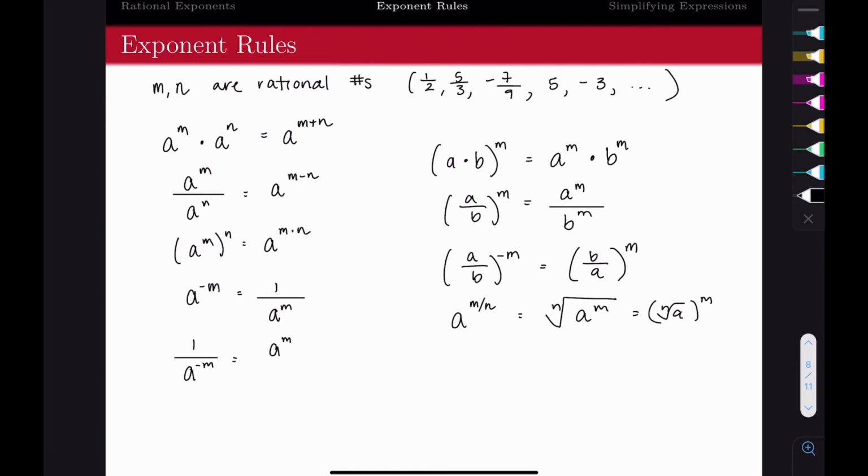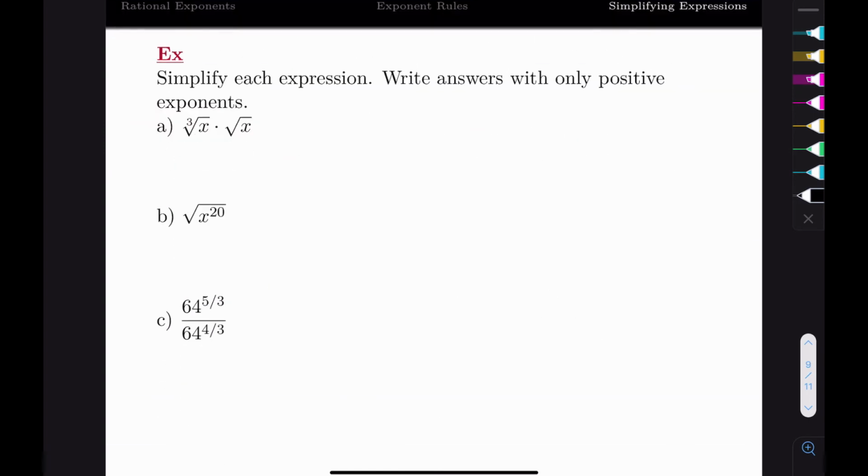So all I want to do at this point now is to just get a ton of practice trying to simplify these as far as possible. So basically getting just that single variable to a single power and writing answers with positive exponents.